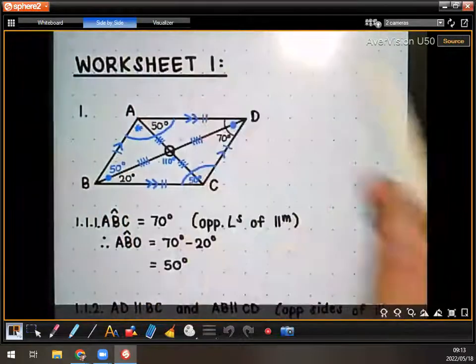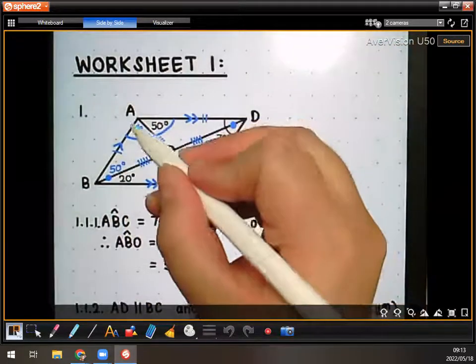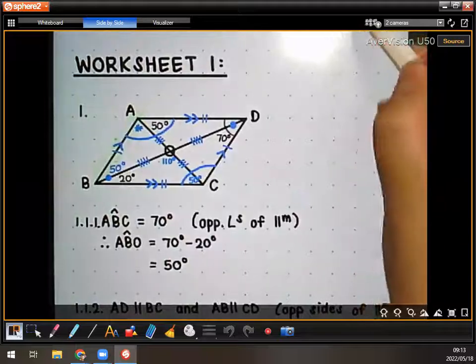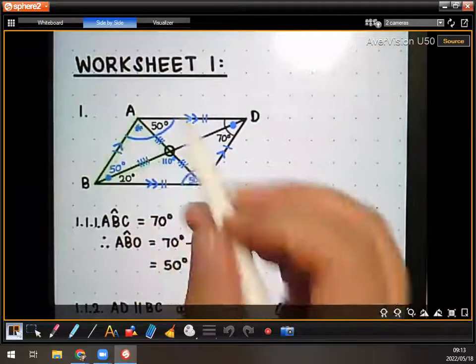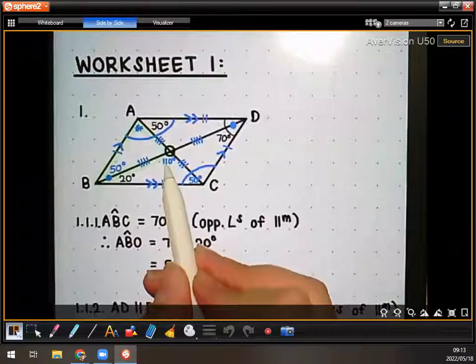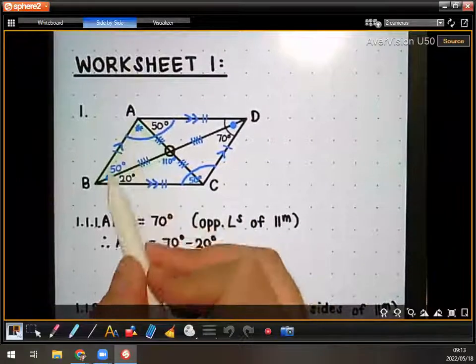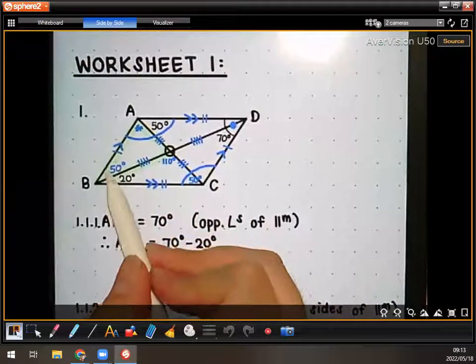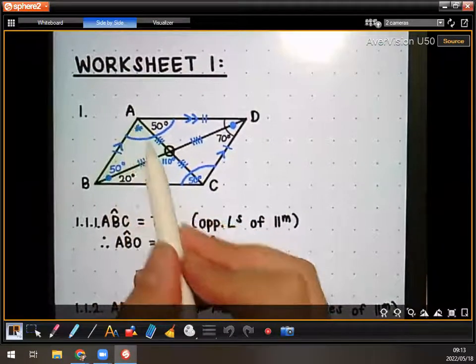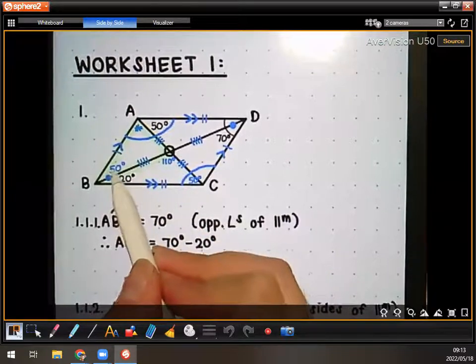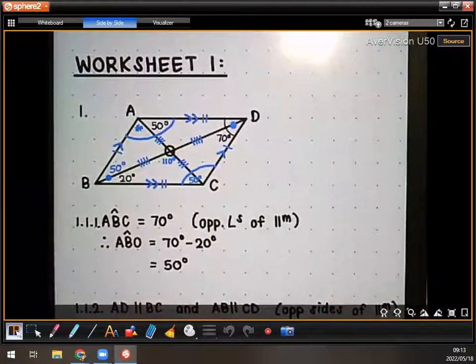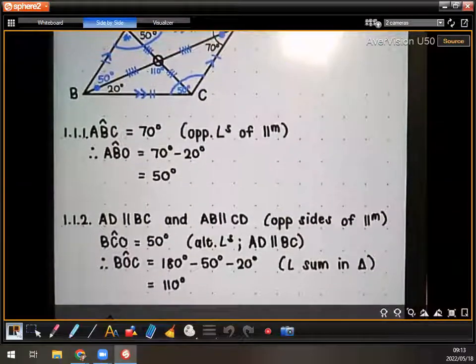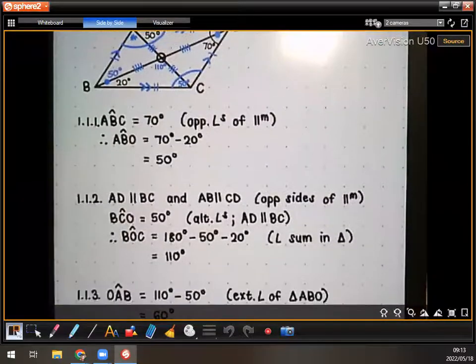This triangle here. Oh, wait. That's the exterior angle. Those are the two opposite interior. So to find one of the interior angles, you can take the exterior angle minus the interior angle. Okay. Any other questions on number one, right?